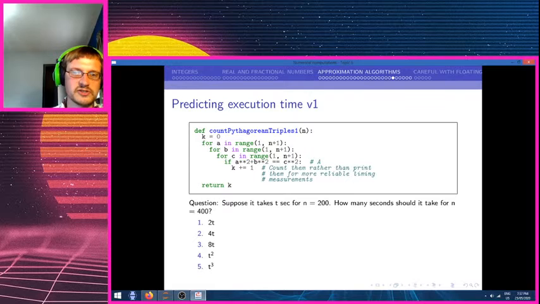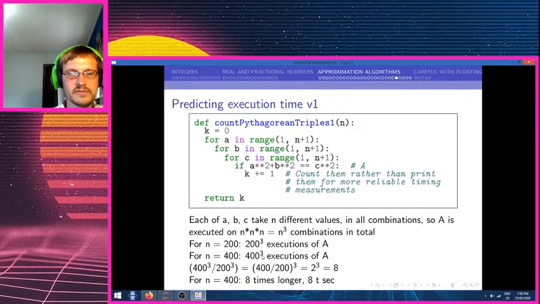So, question, suppose it takes t seconds for n equals 200. How many seconds should it take for n equals 400? Well, given that this is the triple nested loop, yes, we have to move through this, sorry. It's 5. It's t cubed.